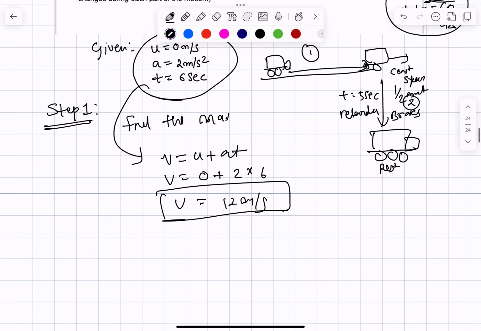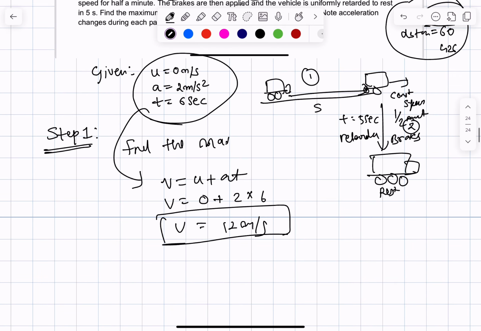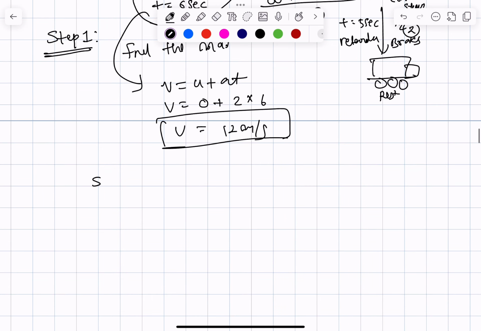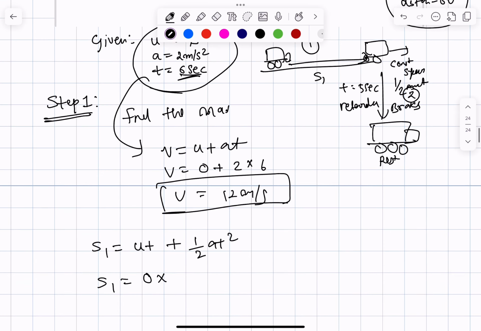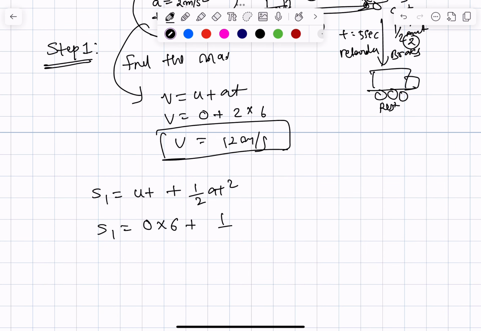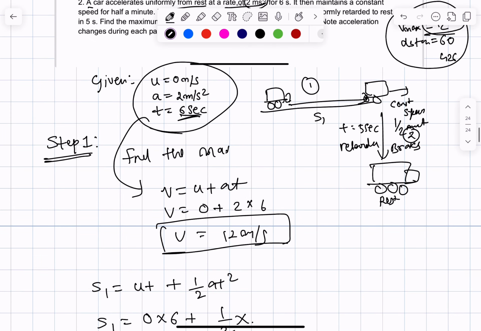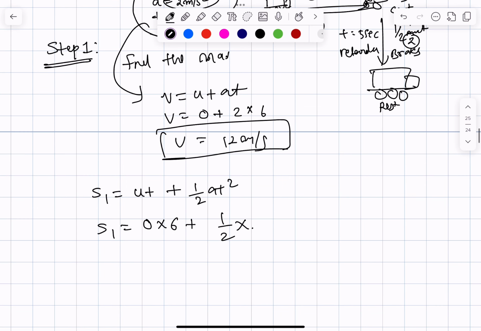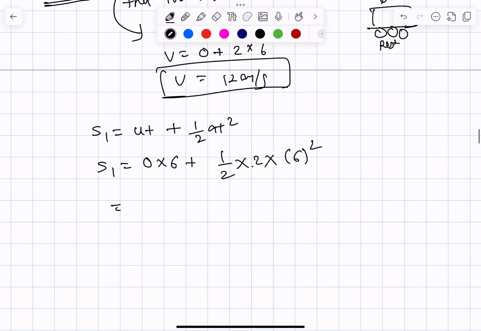So let's calculate the distance s1 covered. s1 is ut plus half at square, and you know that u is 0, time is 6 seconds, plus half into acceleration 2 meter per second square, and time is again 6 seconds. So 0 plus half into 2 into 36, the 2s cancel, so s1 is 36 meter.